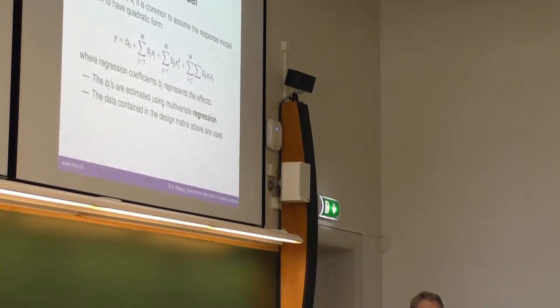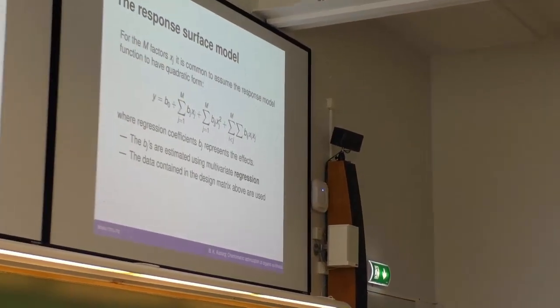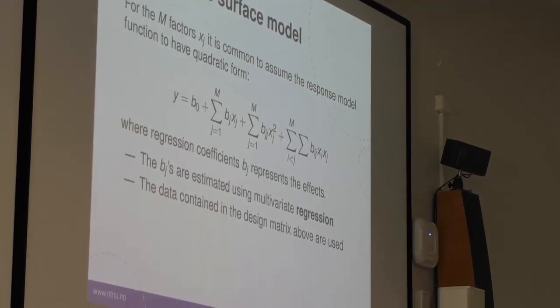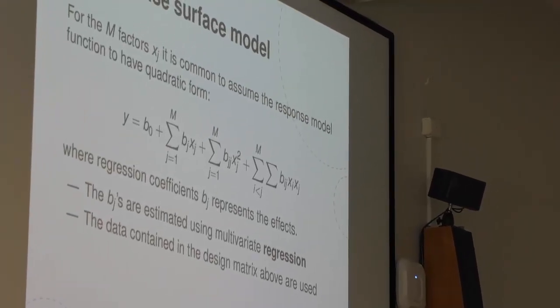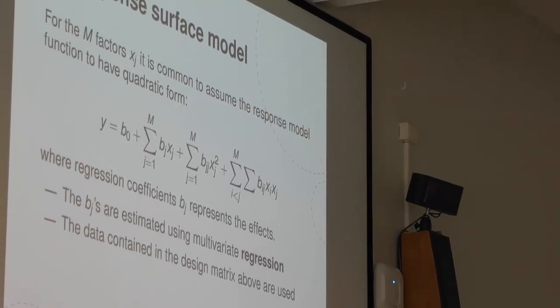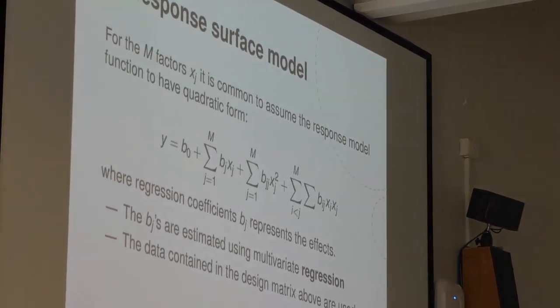And another thing you need to decide on is the model. So that is the mathematical form of that underlying response model. So in most cases, you use a quadratic model. So you can see how it looks.